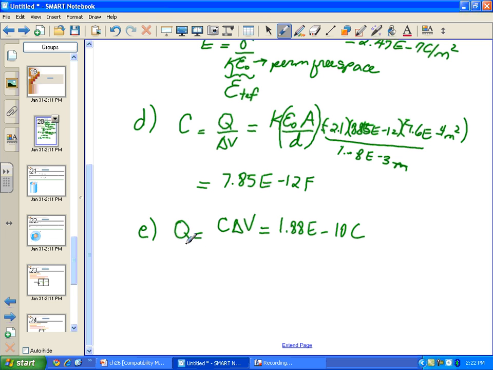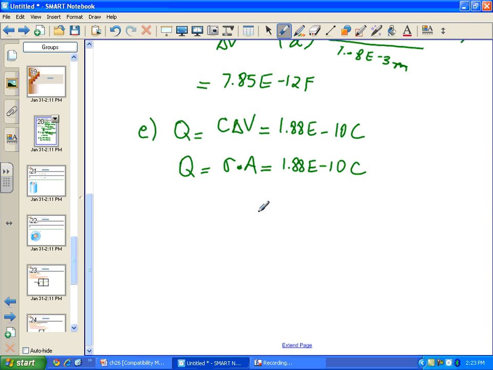Could we have obtained this Q as the product of sigma times A? Because after all, sigma represents the density of charge over the given surface area of the capacitor. Would this also have given us the same number? Why don't you go ahead and verify that, and in the meantime, I will go ahead and say, yes, indeed, when I plugged in my numbers, that is exactly what I got.